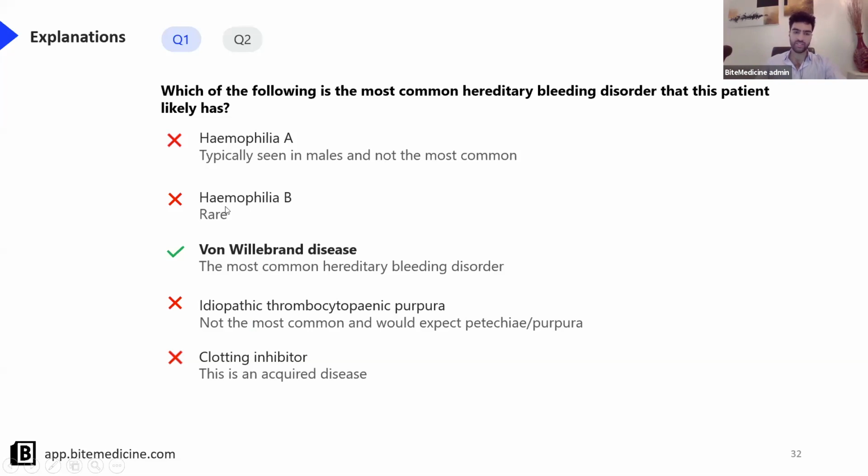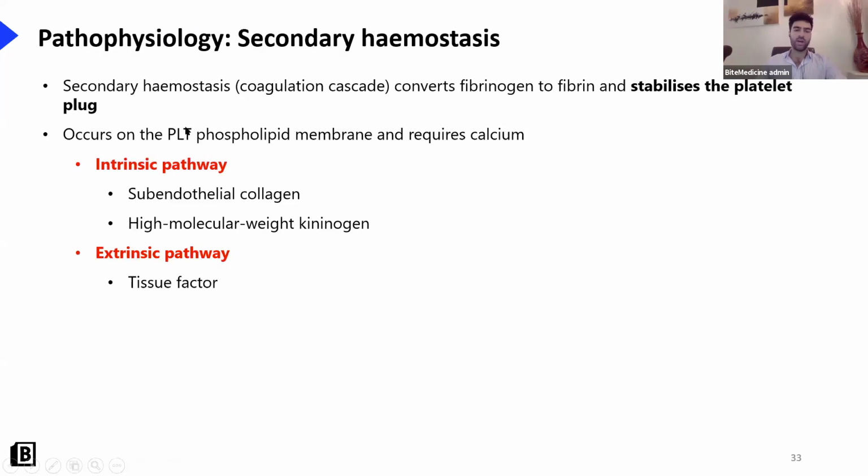Haemophilia B is extremely rare. Idiopathic thrombocytopaenic purpura is not the most common, and it typically presents with petechiae or purpura. Clotting inhibitor is not hereditary, it's acquired. Yes, haemophilia B is known as Christmas disease, someone has said in the chat. It's good knowledge. Okay, so what is secondary hemostasis?